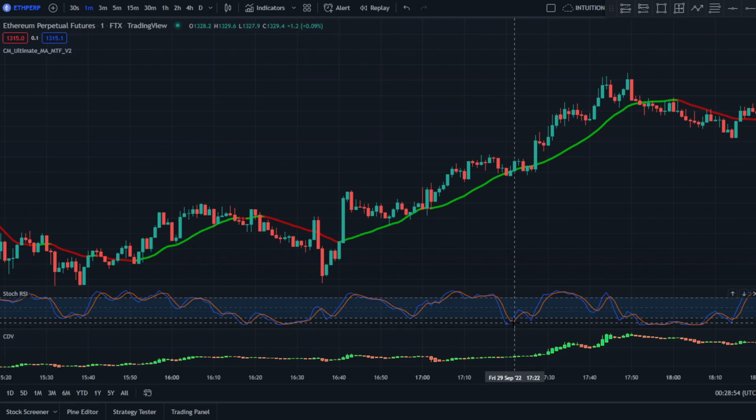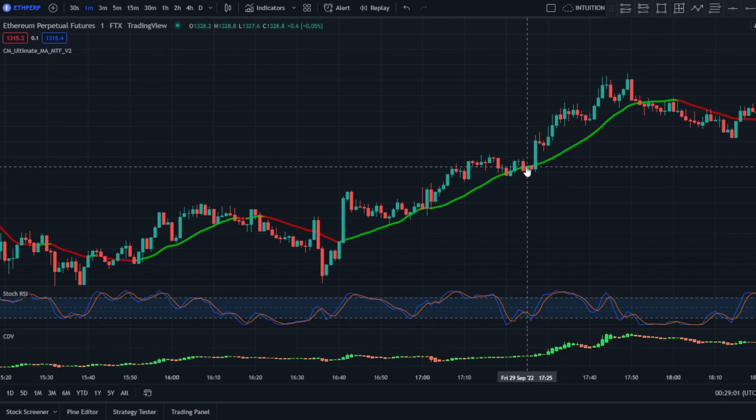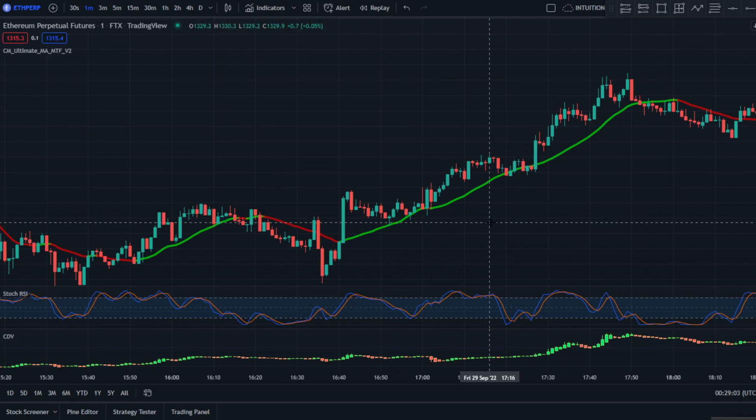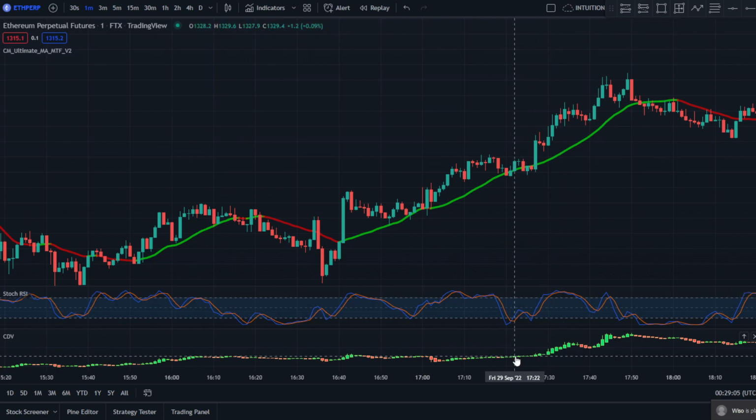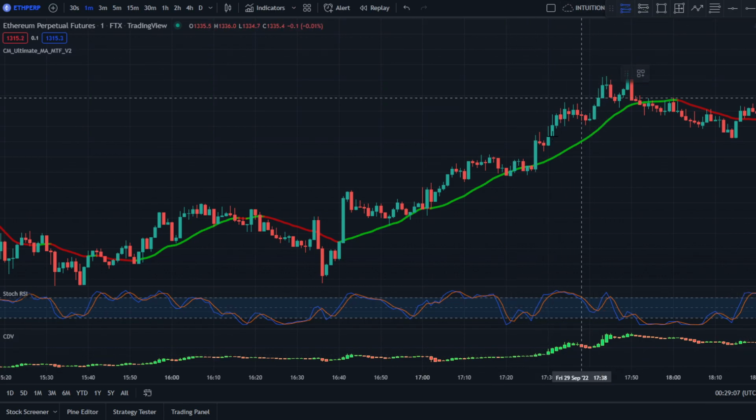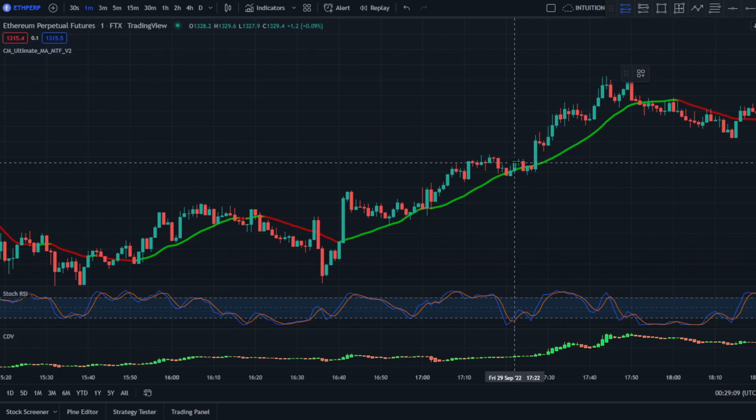So you can see right here is a perfect spot where we have the crossover. You can see that price is above the line. And to give you a last confirmation, you look at your cumulative delta volume. You can see that it is green in color, so that is a valid entry signal. You can see that it matches all our conditions, and we enter on that.